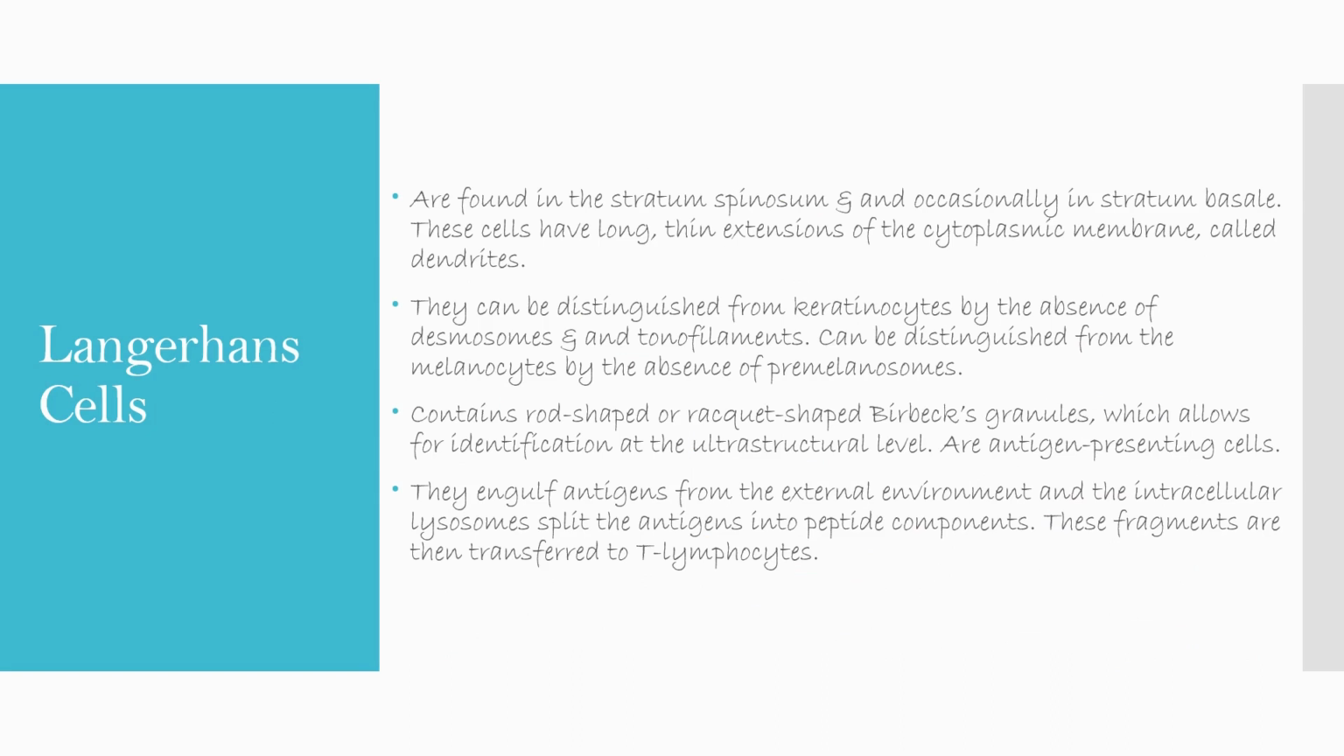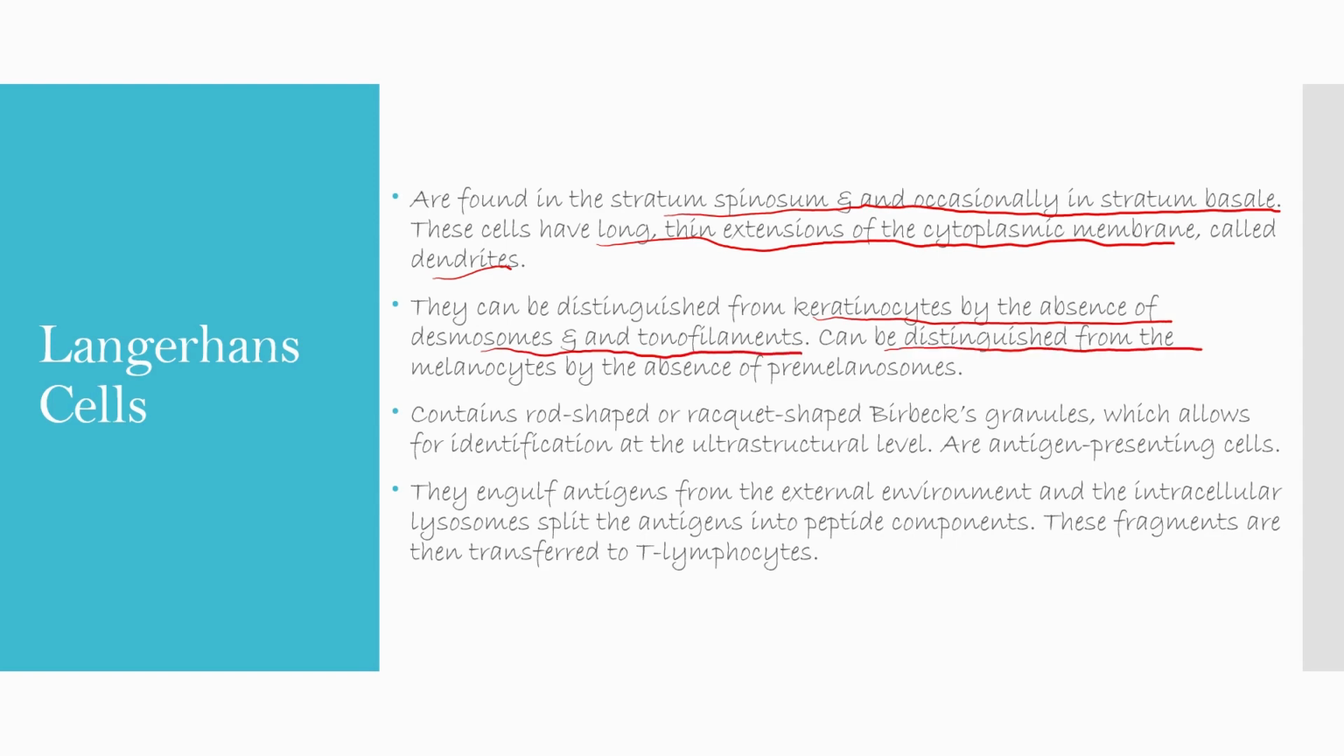Langerhans cells are found in the stratum spinosum and occasionally in the stratum basale. These cells have long, thin extensions of cytoplasmic membrane called dendrites. They can be distinguished from keratinocytes by the absence of desmosomes and tonofilaments. They can be distinguished from melanocytes by the absence of premelanosomes. Melanocytes have premelanosomes, but these do not. They contain rod-shaped or racket-shaped Birbeck's granules. Remember this word, which allows for identification at the ultrastructural level. They are antigen-presenting cells, so they present the antigen.